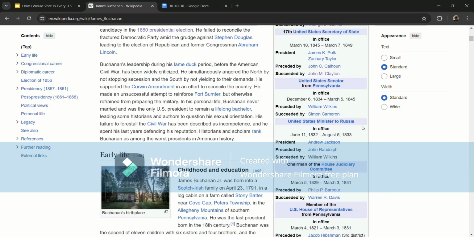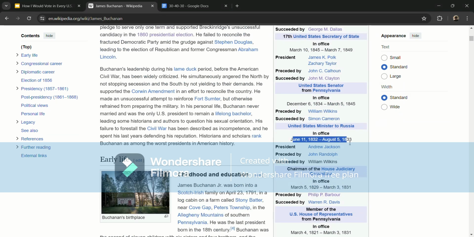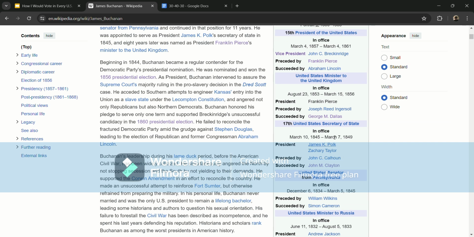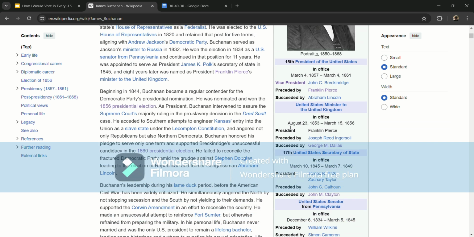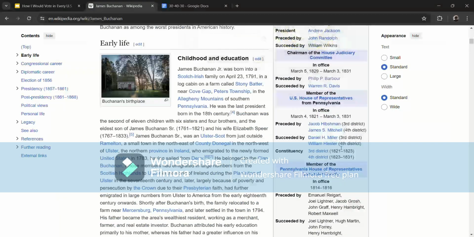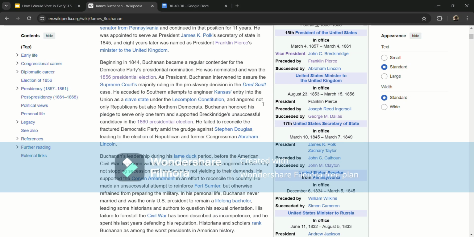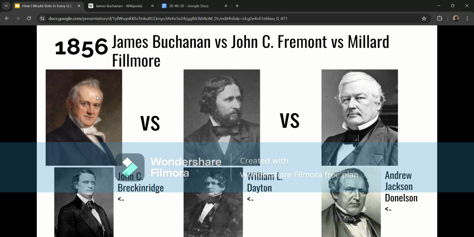Look at this. Was in the House for 10 years and was chair of a committee, has diplomatic experience, minister to Russia under the Jackson administration, was senator for another 10 years, was secretary of state under James K. Polk, and was minister to the UK under the Pierce administration. So plenty of legislative experience, good diplomatic experience, was on the cabinet. One of the most qualified men to ever run for president. Probably one of the very last ones we've ever had too. An extremely experienced individual.